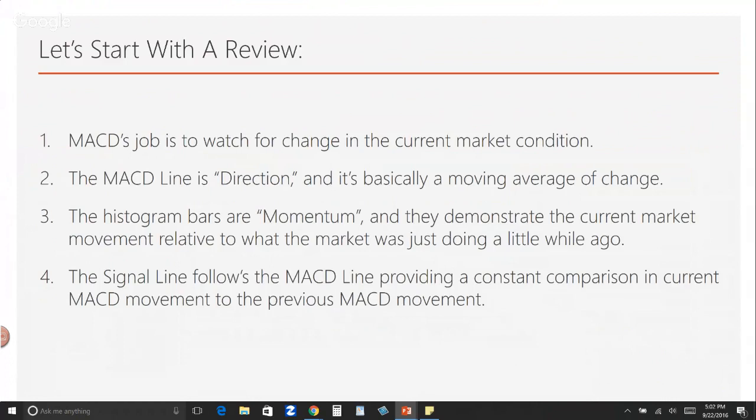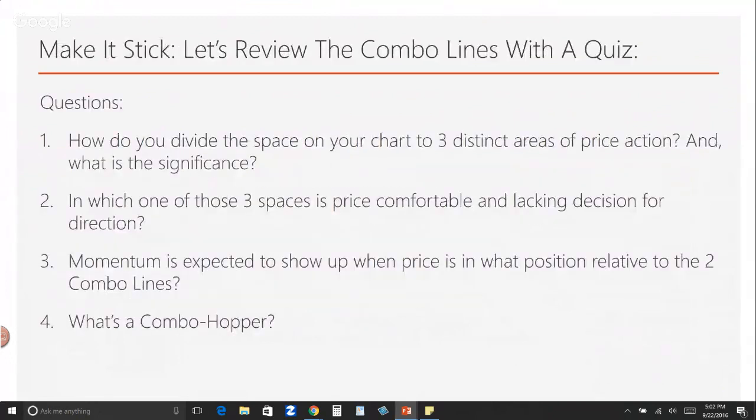The signal line follows the MACD line, providing constant comparison in current MACD movements to previous MACD movement. So constant comparison gives us an idea when there's a change in the market. This is a review, and if all of this information is new to you, I would encourage you to go back and listen to the previous lessons. So here is your pop quiz. If you're watching the recording, you might even want to pause the recording and see if you can answer these questions before we carry forward.